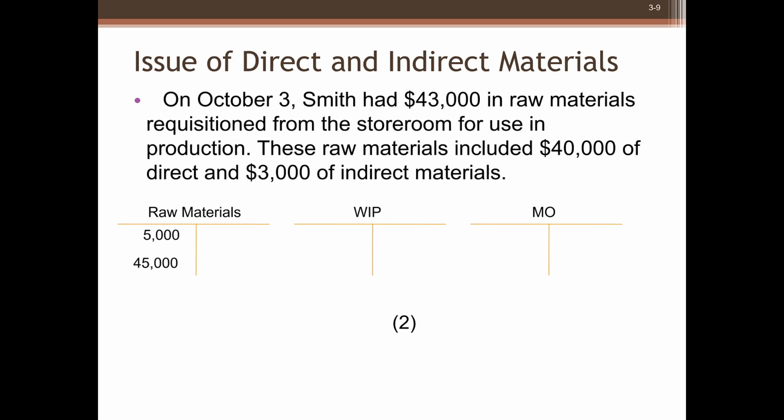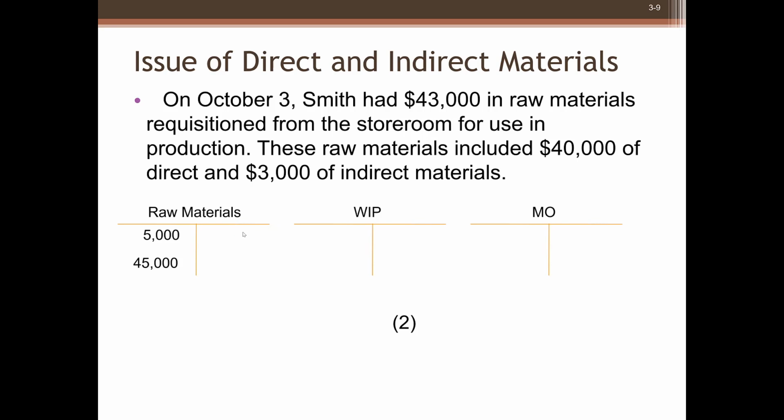On October 3rd, Smith had 43,000 in raw materials requisitioned from the storeroom for use in production. These raw materials included 40,000 of direct and 3,000 of indirect materials. So we have a beginning balance here for raw materials 5,000, purchased 45,000. Now, direct materials used 40,000, indirect materials 3,000.